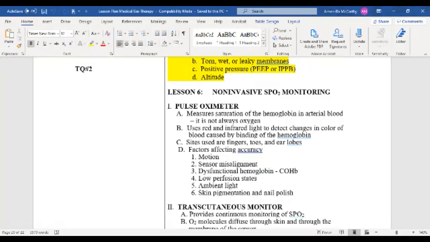His hands might be cold. If you're feeling Mr. Johnson's hands and they're ice cold, you're probably not going to get a good reading. You have to try to warm his hands up or put them on his toes or do something, because you're not going to get a good reading. Ambient light, nail polish. If you've got gel overlays, I can't read your sat, right? You got those $500 nails on and you get into a car wreck, we can't read your oxygen sat. We're going to have to poke you to get it, okay?